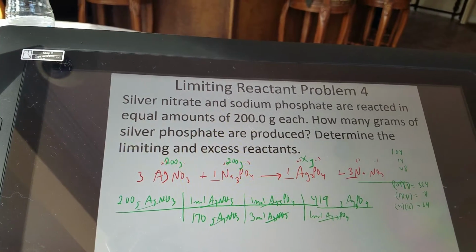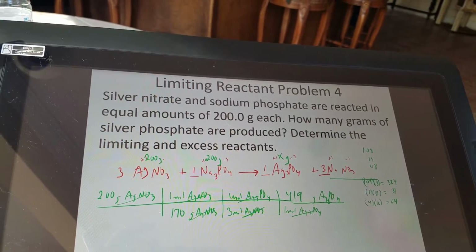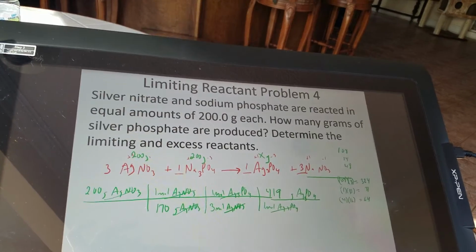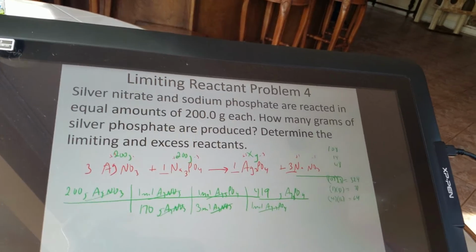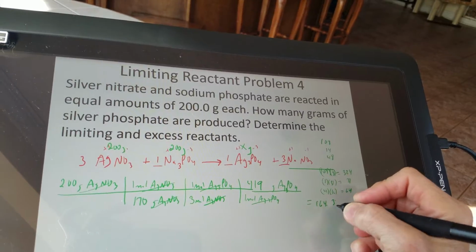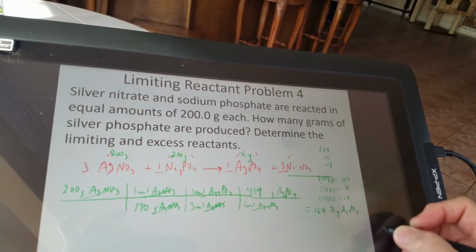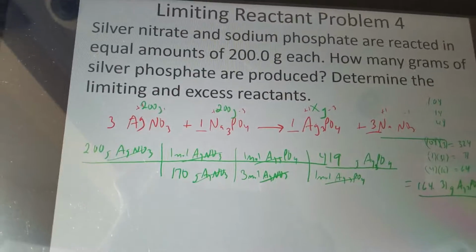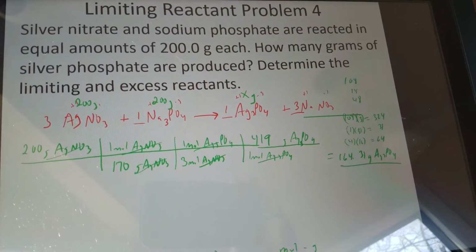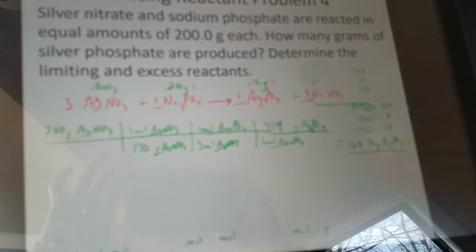So now I'm going to carry out the math. So I have my 200 divided by my 170 divided by my 3, and then times my 419. And I'm getting 164.31 grams of the silver phosphate. That's telling me that if I use all 200 grams of the silver nitrate, I'm going to get 164.31 grams of the silver phosphate.